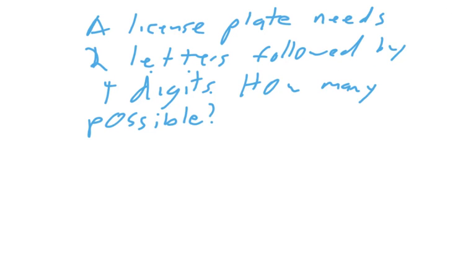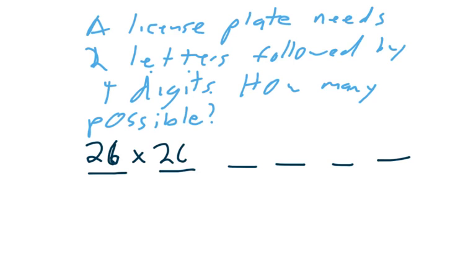The second type of problem we have is that you have a license plate that needs 2 letters followed by 4 digits. And we want to know how many are possible. So in our 6 characters, we have a choice of 26 letters for the first one, another 26 letters, and then there are 10 digits.